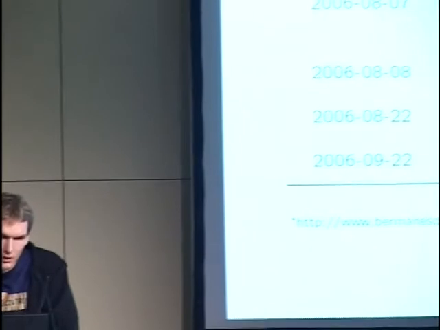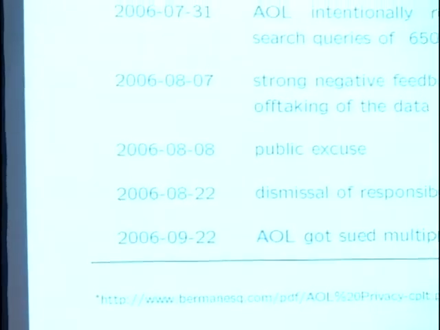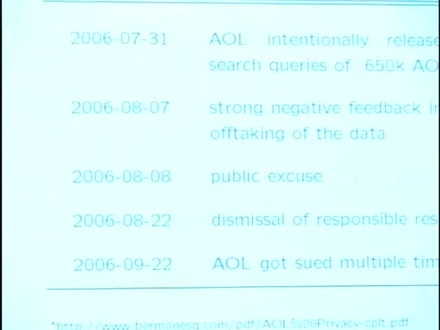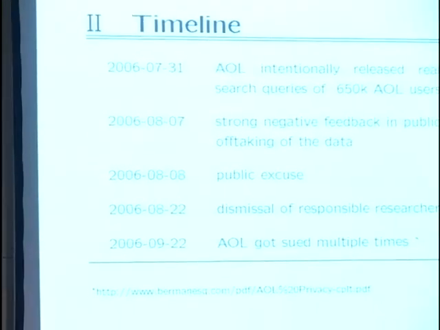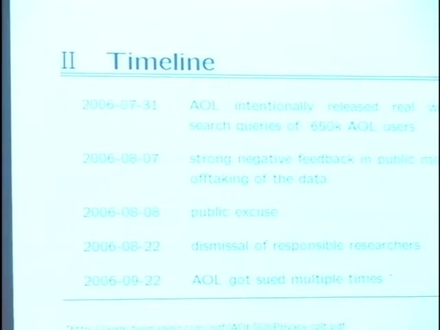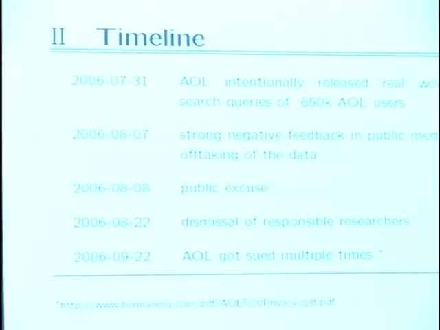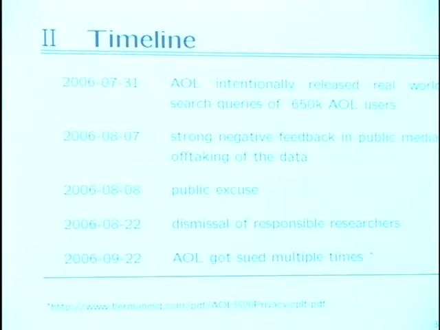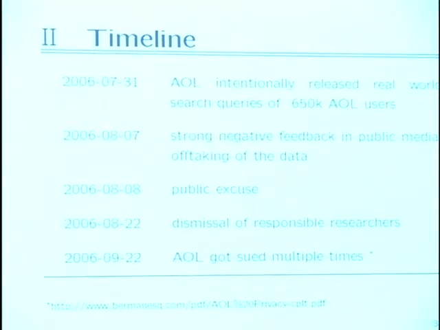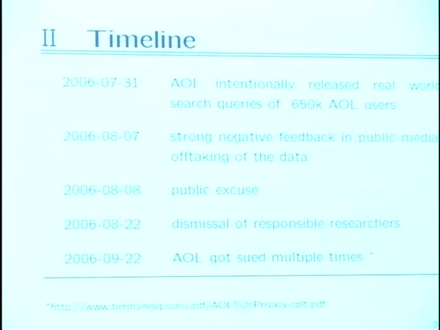Okay, this is basically the timeline of the publication. I tried to reconstruct it. At the end of July, AOL intentionally published some real-world search query logs from their AOL search engine. It is reasonably big. It is about 37 million records and around 600,000 users. And soon after the publication, AOL received some serious negative feedback from the media because, despite anonymization of the data set, there is still lots of private information in those queries.